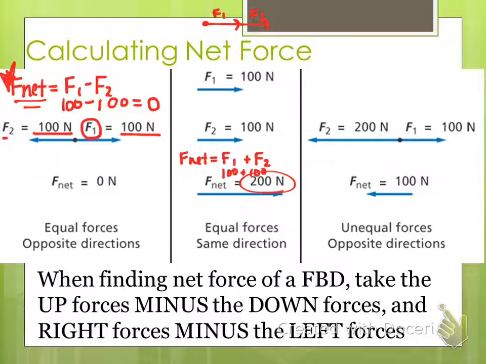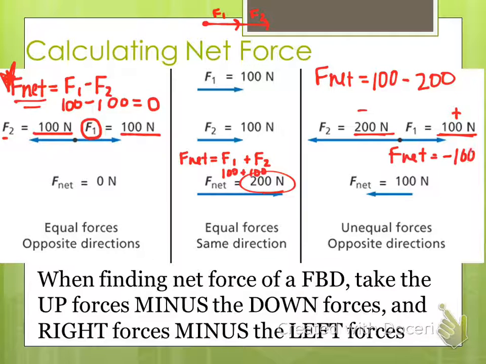Okay? So last one, my net force equation here would be 100, then what? Minus 200, right? Because my 100 Newton force is my positive, my 200 Newton force is my negative. So it means my F net equals negative 100 newtons.